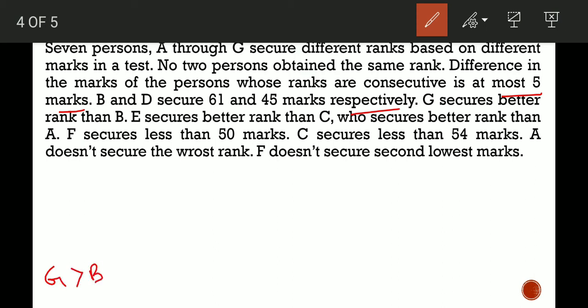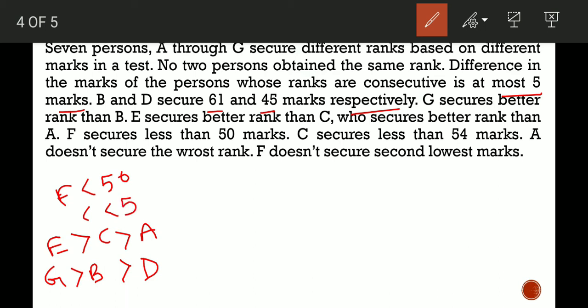Since we know that B secures 61 marks and D secures 45 marks, B definitely secures better rank than D. Next, it is given that E secures better rank than C, who secures better rank than A. Sorry, it's A. Next, it is given that F secures less than 50 marks and C secures less than 54 marks. A doesn't secure the worst rank and F doesn't secure the second lowest mark. So we can use these conditions. At first I'm making the arrangement.